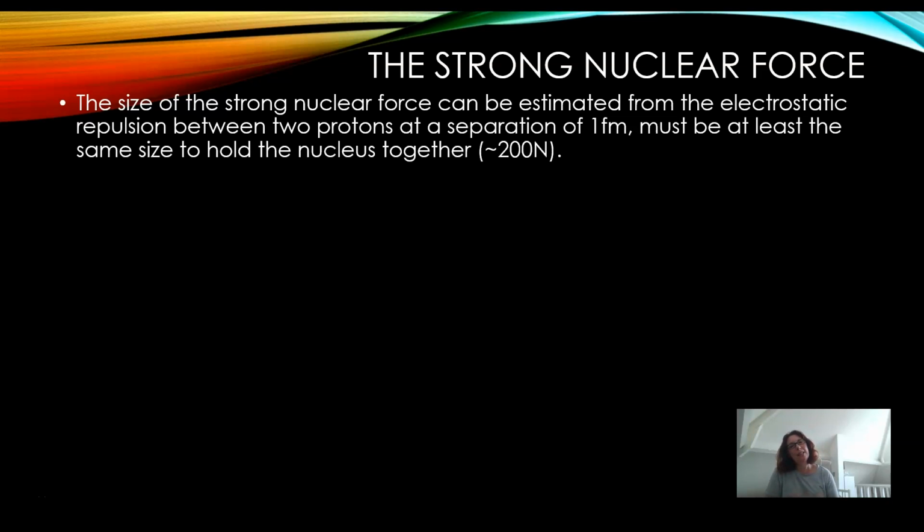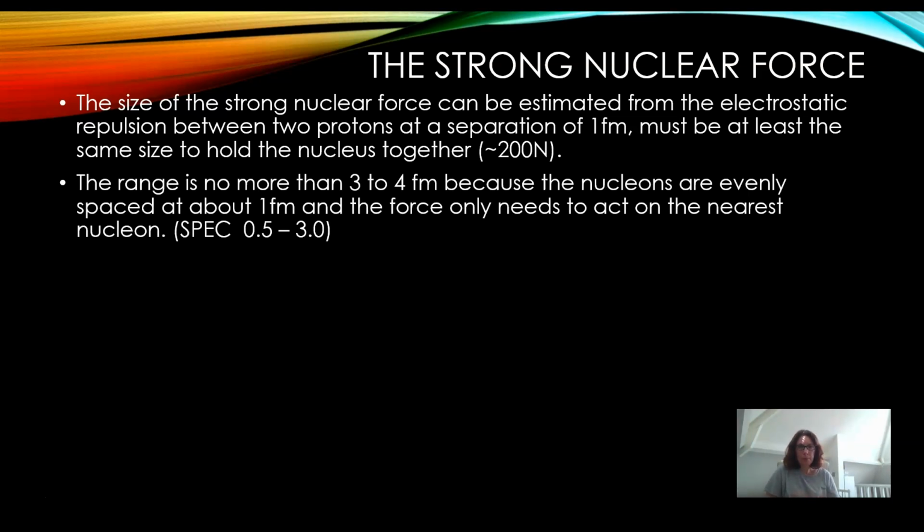So what it's saying is if you work out the force between two protons that are trying to push each other apart at 1 femtometer, the amount of force required to hold the nucleus together must be the same as that. Otherwise it would fly apart. And if you calculate it, it's about 200 newtons. Now the range is no more than 3 to 4 femtometers because the nucleons are evenly spaced at about 1 femtometer and the force only needs to act on the nearest nucleon. The specification says 0.5 to 3 femtometers.